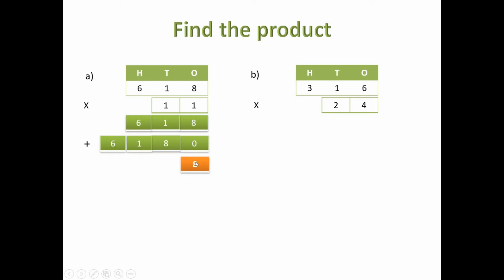So 8 plus 0 is 8, 1 plus 8 is 9, 6 plus 1 is 7 and then we have 6, so we bring it down the same way. So 6798 is the answer or the product.